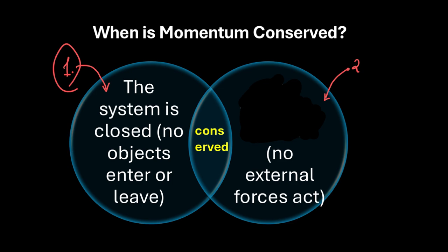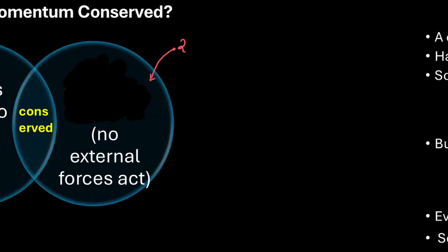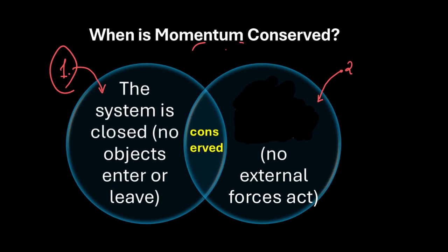Okay, so no external force acts on it, and the system is isolated, that is, it is closed. Only when these two overlap can we say that the system is conserved in momentum. Okay.